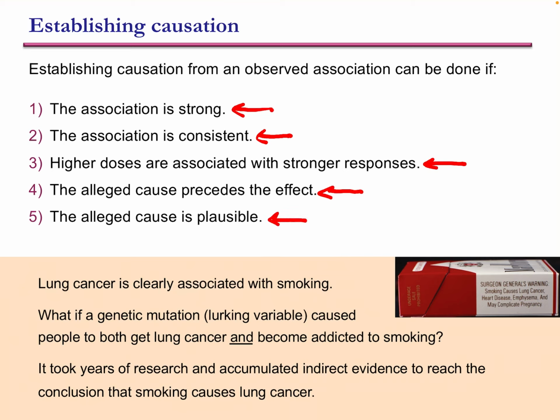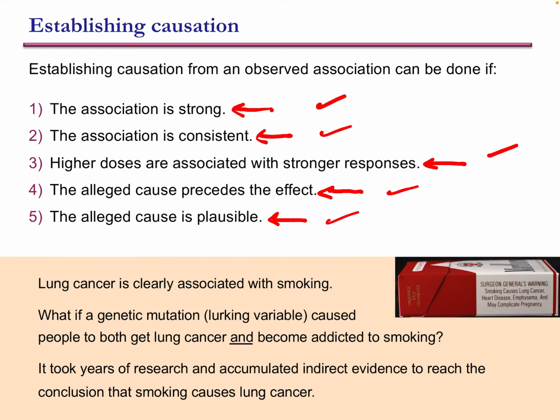And finally, is the alleged cause plausible? Does it make sense in terms of what we know about the system that we're studying? Okay. So generally speaking, if we can check off all of these 5 different characteristics, that's a pretty good indication that the apparent relationship is real and not confounded by some lurking variable. An example: lung cancer is clearly associated with smoking. We see high rates of lung cancer with people who have smoked, okay? Now, it's taken 20 or 30, or in some cases 40 years to really nail down that association as being real and not a result of some lurking variable.